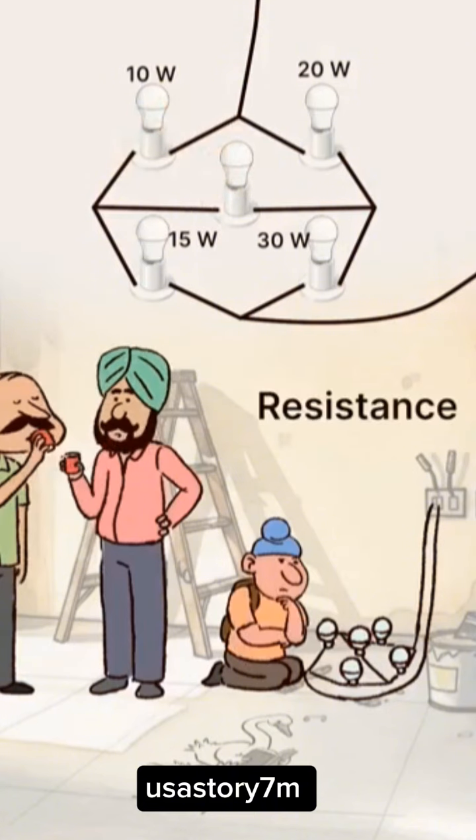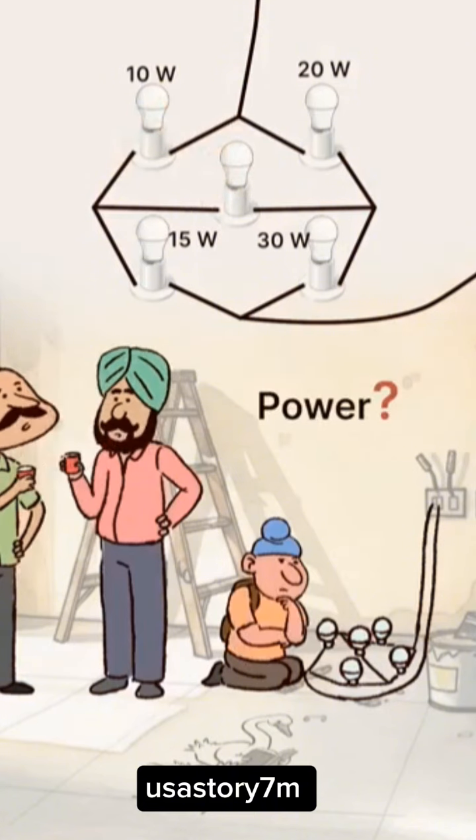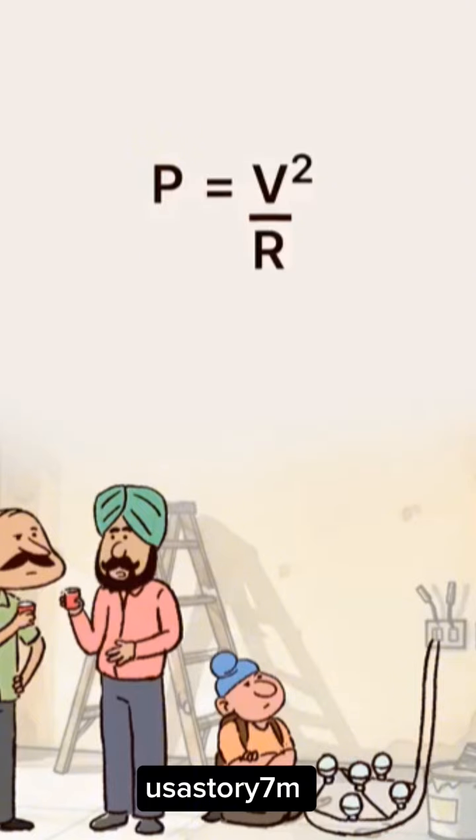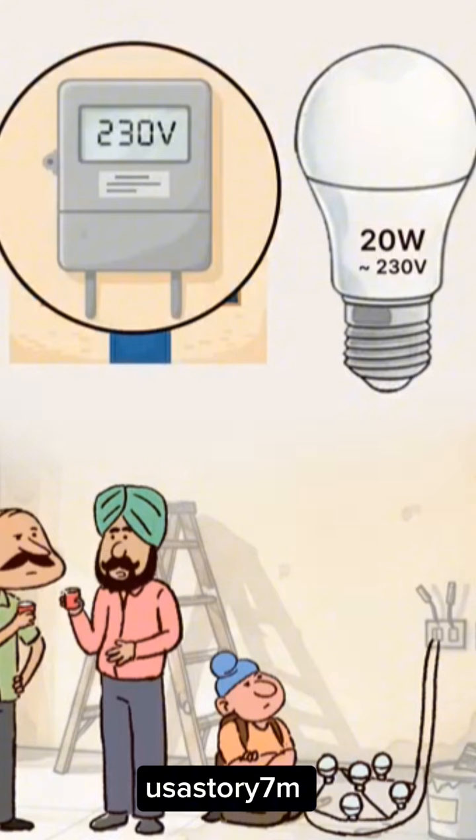But the Wheatstone bridge works for resistors. Will it work for power too? It will, because power is V squared over R. From this, R equals V squared over P. A bulb's power is specified based on the mains voltage in our homes.